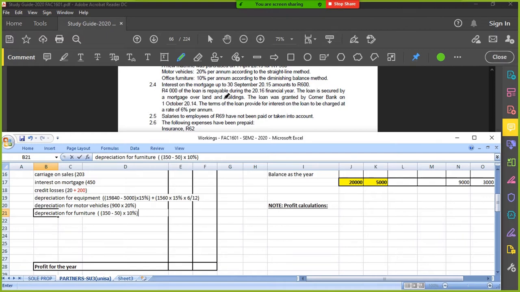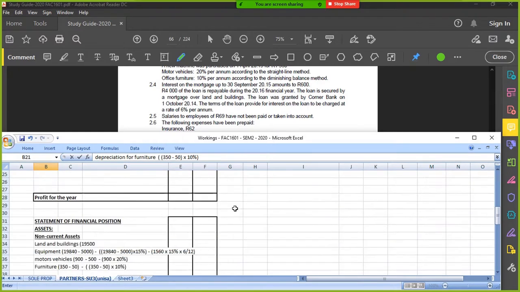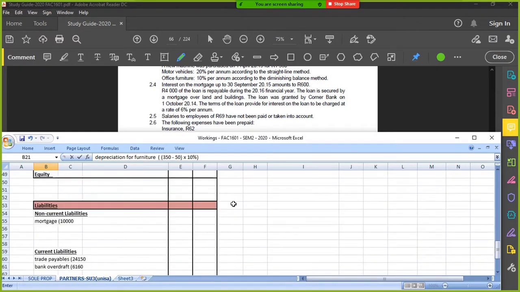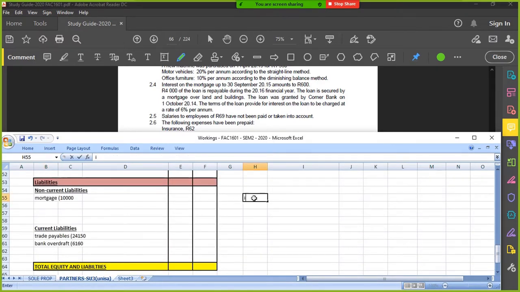Okay, the loan is secured by a mortgage over land and buildings. The loan was granted by Corner Bank on the 1st of October, 20.14. The terms of the loan provide for interest on the loan to be charged at a rate of 6% per annum. Okay, so the first thing we need to work out is the interest. Let's go work that out. Okay, where's the mortgage? Here. Interest on the mortgage equals, okay, the principal is 10,000.